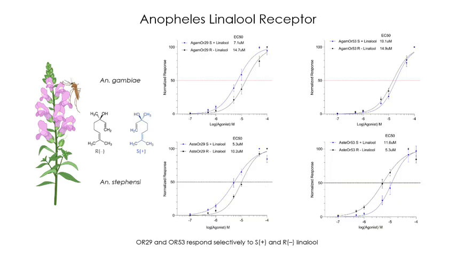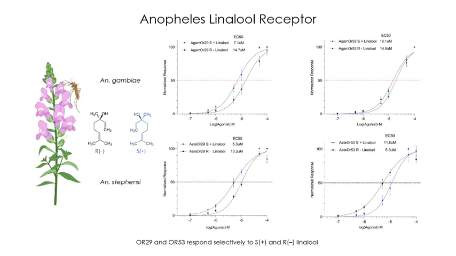Here's the data that shows that OR53 and OR29 are different in their sensitivity. You can see here for Anopheles gambiae OR29, S plus linalool gives, in this case, a 7.1 micromolar EC50 and R of 14, so there's about a 2-fold difference. You can see that as a shift in this curve when we compare the CRCs. So linalool here has a shift leftward, and that indicates a lower EC50 or a more sensitive response. Okay, but for OR53, the curve is shifted in the other direction. That is, they're a little bit more sensitive to the R version of linalool.